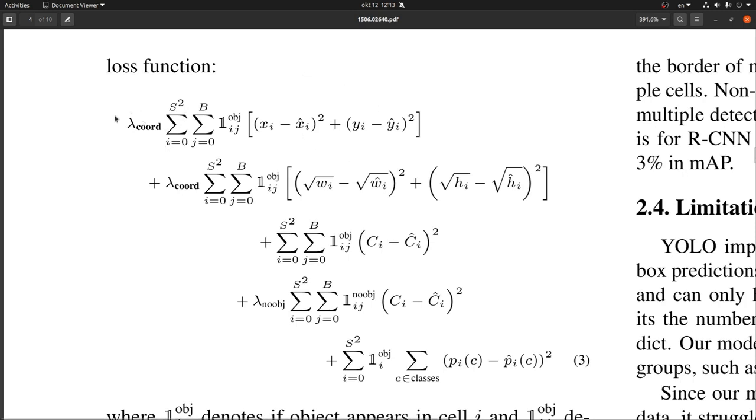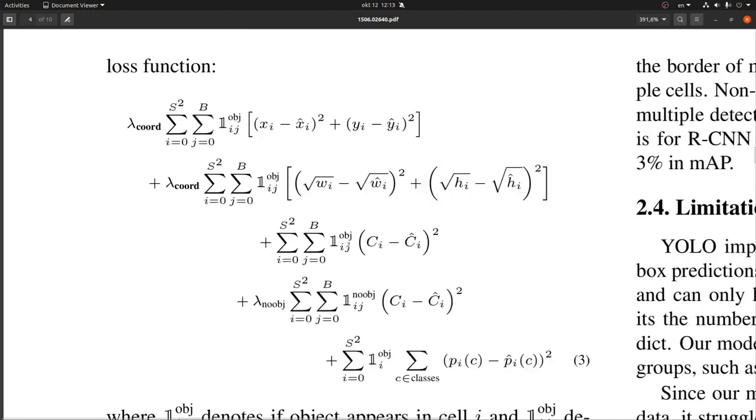Then we multiply with this lambda coord, and this is just going to be a constant because we want to prioritize this a little bit higher. So we're going to multiply all this loss by 5 because we really want to make sure that we can get the bounding boxes correctly.